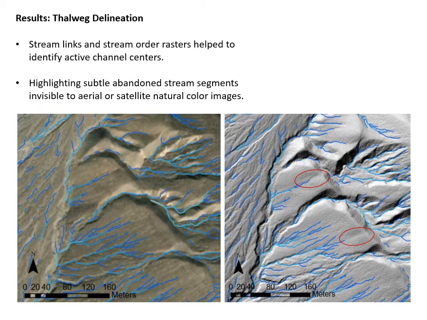The watershed delineation process allowed for easy identification of channel centers and helped to pick out the abandoned streams that natural color imagery hides quite a bit. And you can see that by the red circles I've highlighted on the hillshade image versus the natural color image.